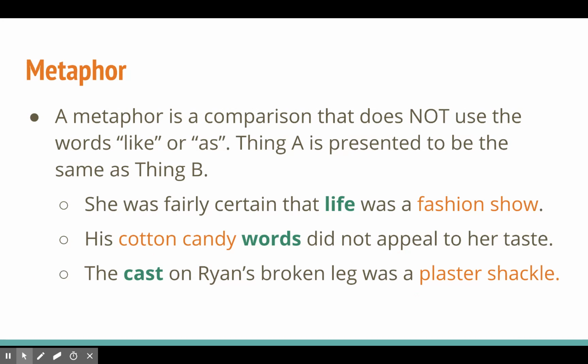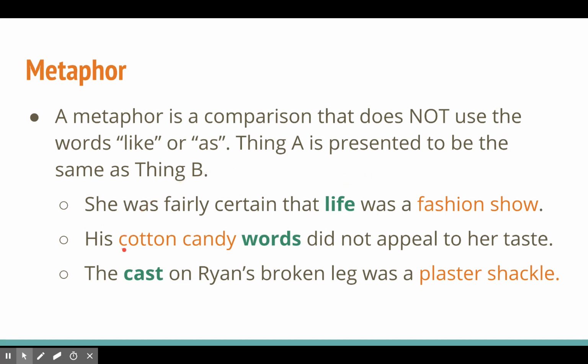Next up, metaphor. Metaphors are similar to similes because both of these are comparisons. The difference here is that a metaphor does not use the words like or as. Simply, thing A is presented to be the same thing as thing B. So for example, she was fairly certain that life, thing A, was a fashion show, thing B. I'm just saying that life is a fashion show. There's no like or as needed there.